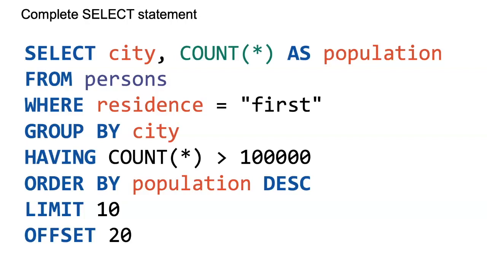I have the city where they have a house in, and then whether tenant or owner, and then marked by residence, first, second, and so on. Group by city, having the count more than 100,000, order by population desc, limit 10, offset 20.